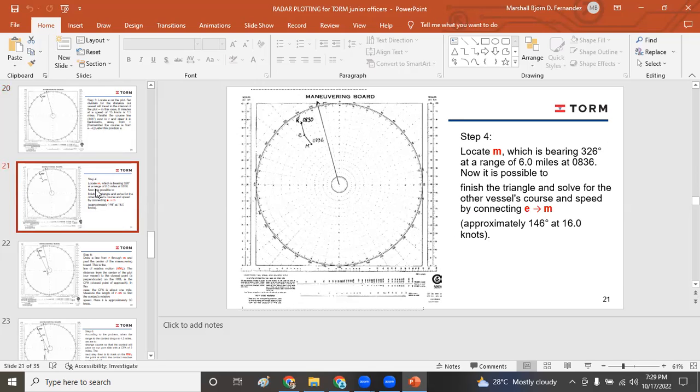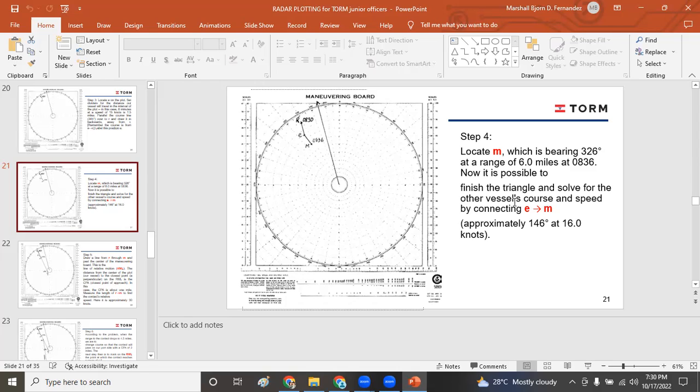Now we go to step 4. Locate M. Step 4, it is the second observation. Second observation mo, after 6 minutes, that is 0836, bearing mo ay 326 at a range of 6 miles. Ito na yun. Okay? So from your position, bearing ng vessel 326, sundan mo lang, andito yung mga degrees. And measure mo kung ilang range, 6 miles, that will be your point M.